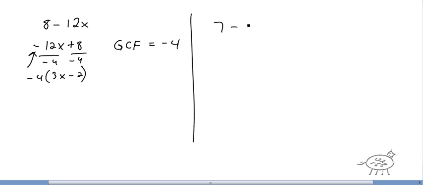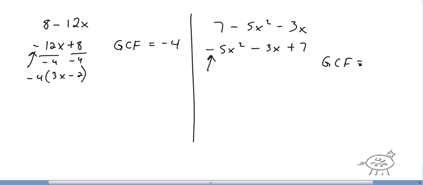7 minus 5x squared minus 3x. Alright, so put it in descending order first. So negative 5x squared minus 3x plus 7. Now, there's no number that goes into 5, 3, or 7. So our greatest common factor is really just negative 1 because you can't have a negative in front there. So the greatest common factor equals negative 1.